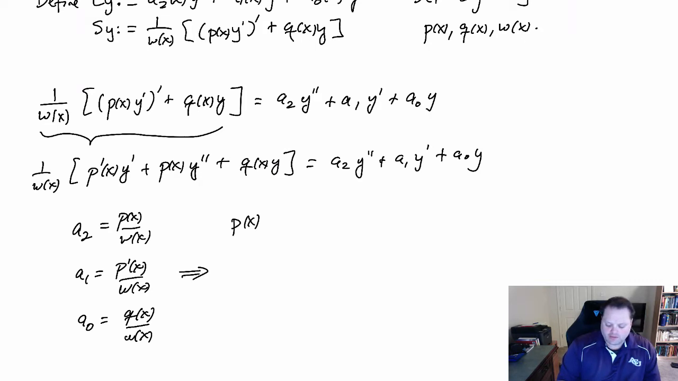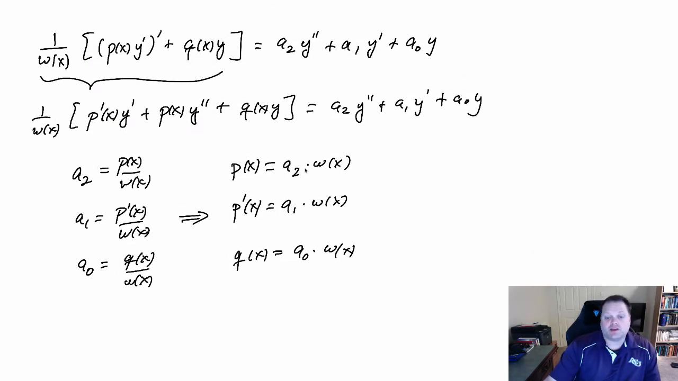P of x will then be a2 times w. P prime will be a1 times w. And q will be a0 times w. So all of this leads me to believe that if I can find w, then I'm well on my way to writing down the SLP form, because as soon as you find w, you can automatically construct p and q knowing the coefficients of a2, a1, and a0. And that's our goal here, is to figure out how that works.